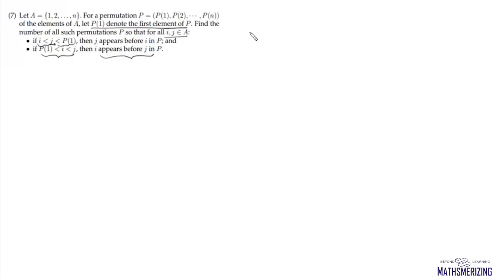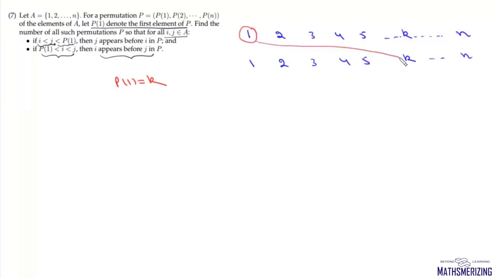So we have a set of n numbers 1, 2, 3, 4, 5 and then some number k up to n. And again we have 1, 2, 3, 4, 5, k up to some value n. Now let us say, suppose P1 is k. So that means this one is mapped to this number k.